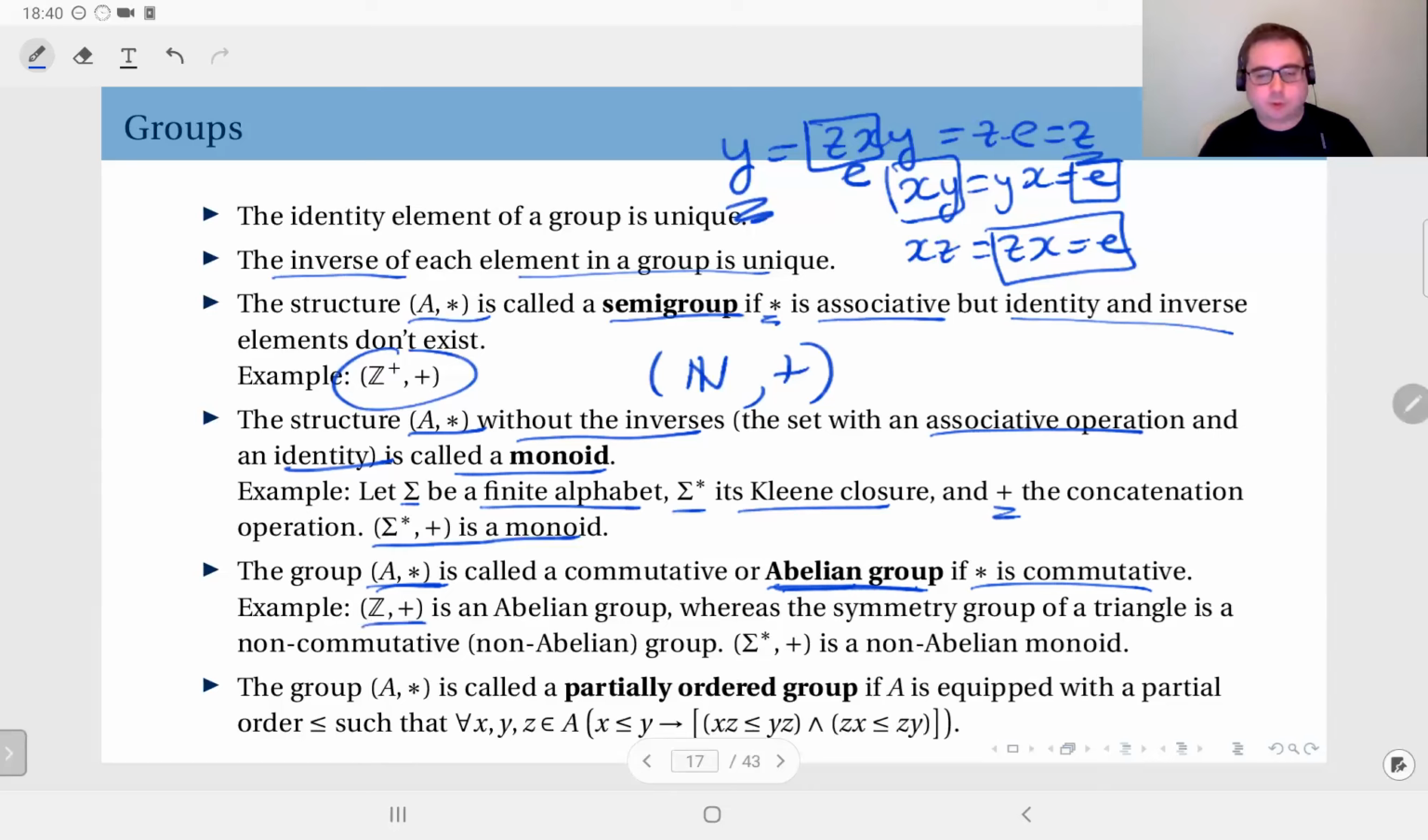Abel is the name of the famous Norwegian mathematician, and there is, of course, an Abel Prize, which is seen as the Nobel Prize equivalent in mathematics. So quite a significant person, I should say. The set of integers along with addition is an abelian group, whereas the symmetry group of the triangle, as we have just discussed, is a non-commutative, non-abelian group. We can also describe non-abelian or abelian semigroups or monoids. This here is a non-abelian monoid. Finally, if there is an associative partial order defined on set A, we say this is a partially ordered group which satisfies this property here.